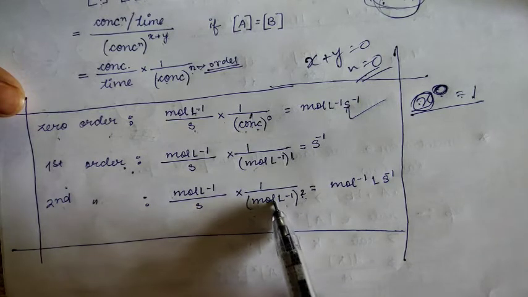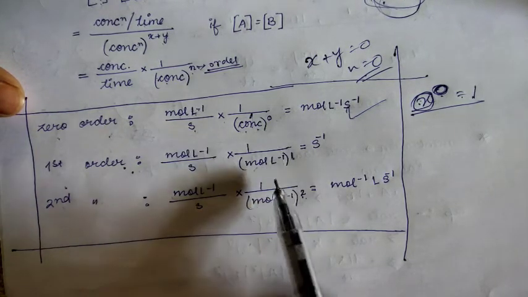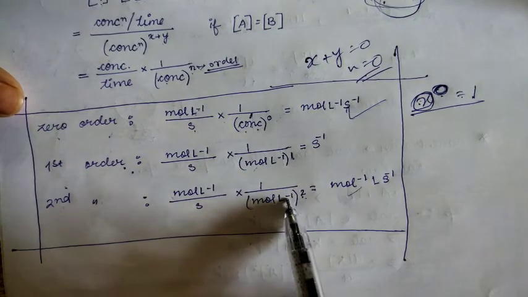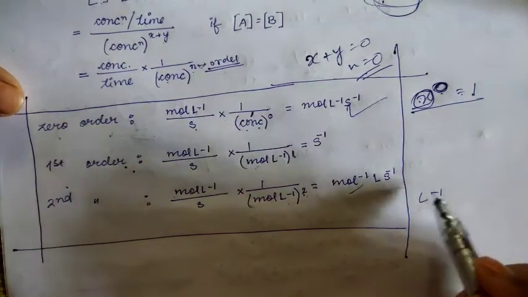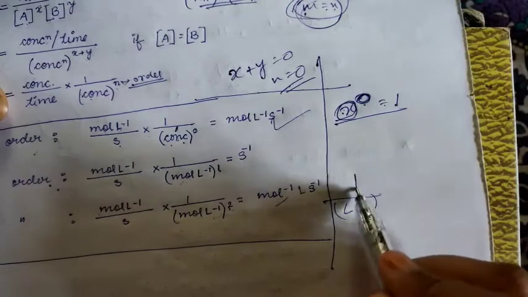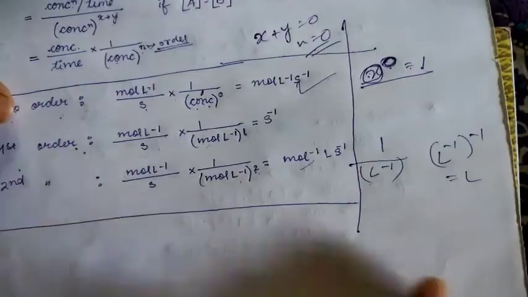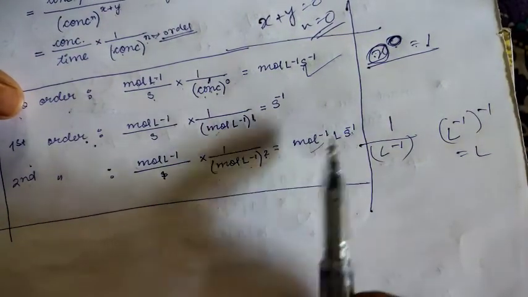So what will you get? Mole per mole, no? So all this will go up in the numerator. So per mole, liter to the power minus 1 will become liter, because it is again an inverse, no? If we take this one up, what you will get? Minus 1 to the power minus 1, no? So liter. Clear? Simple. Then s will go up, it will become second.